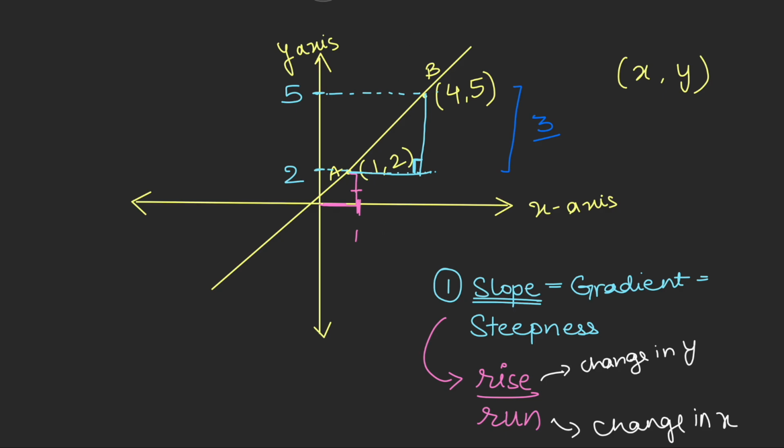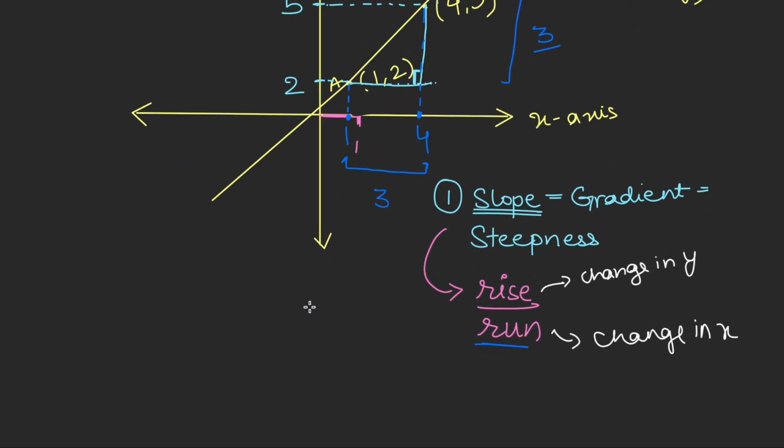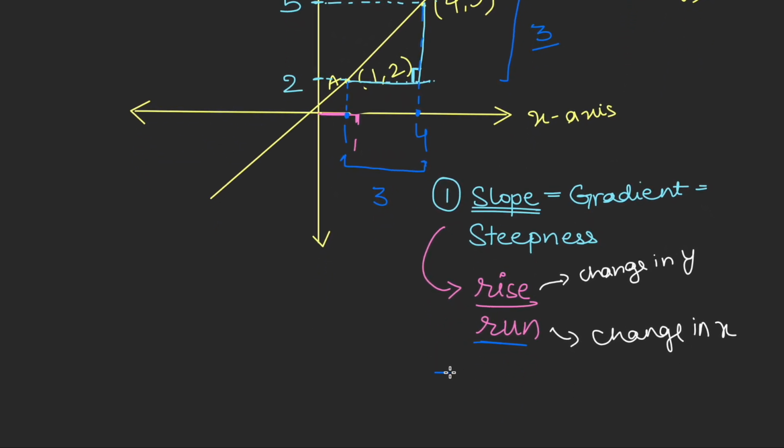Similarly in x, I go along from here. My x component of this point was 1. Similarly for this, my x component was 4. How many units do I have to move from 1 to 4? 3, right? So my change in x, which would be my run, is also 3. Now we know that slope is equal to rise upon run. So slope is equal to rise, which was 3, upon 3 is equal to 1.